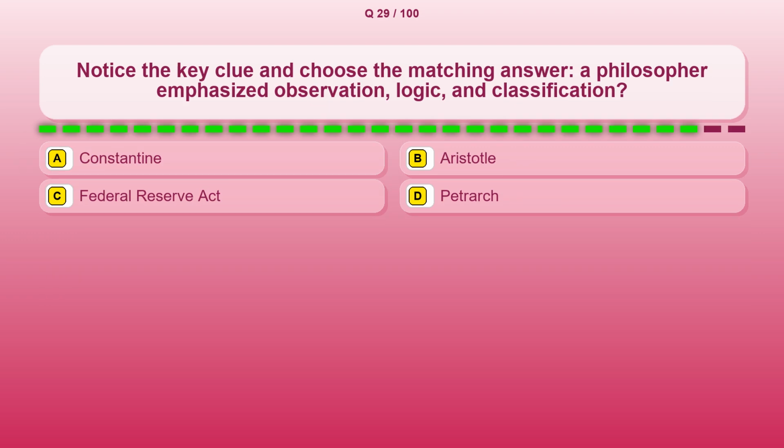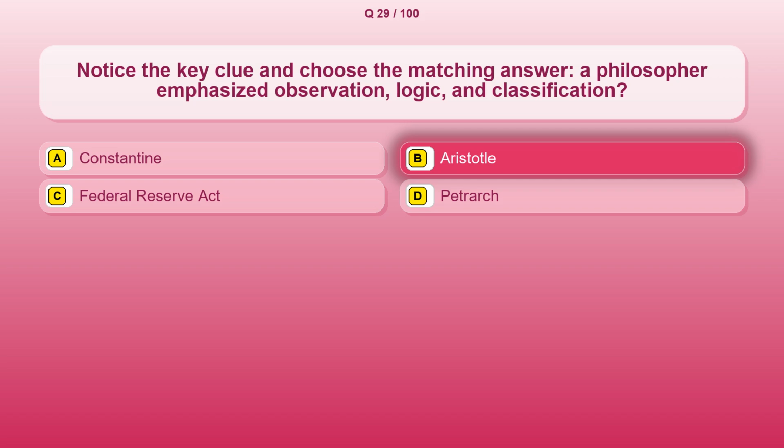Question 29. Notice the key clue and choose the matching answer. A philosopher emphasized observation, logic, and classification. Option A, Constantine. Option B, Aristotle. Option C, Federal Reserve Act. Option D, Petrarch.